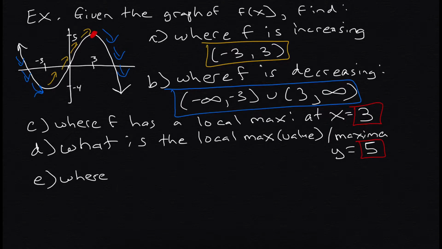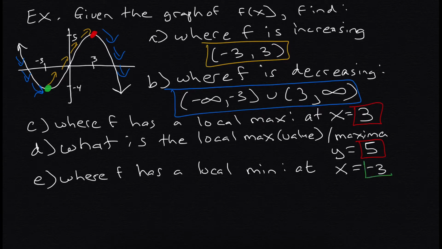And let's see here, part E, find where f has a local min, or local minimum. And that's any place where the function exists everywhere. The domain here is all real numbers. So it's any place where the function exists and it changes from decreasing to increasing. It looks like that happens at -3. We have that low point on the graph. So it looks like that happens at -3.